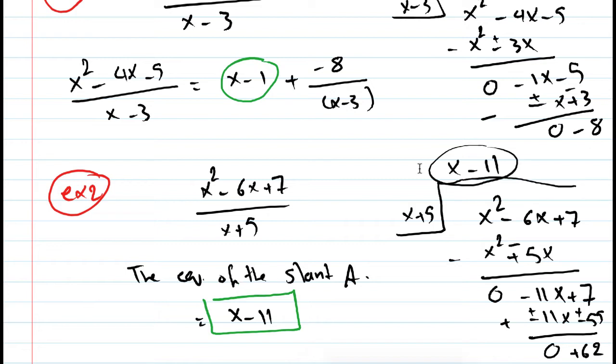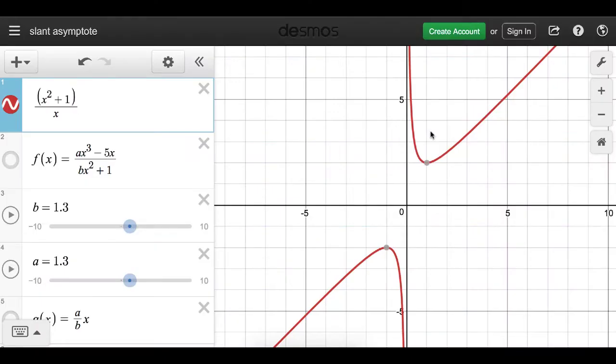So now let's look at what a slant asymptote looks like on Desmos. Okay, so suppose we have this rational function. We have x to the 2 plus 1 over x. This is a rational function. We have a polynomial on top and we have a polynomial on bottom. And as you can see, the degree of the polynomial on top is 1 more than the degree of the polynomial on bottom. Therefore, we have a slant asymptote. We have to find the equation of the slant asymptote, and we will be able to graph it. Okay, so how can we find the equation of the slant asymptote?